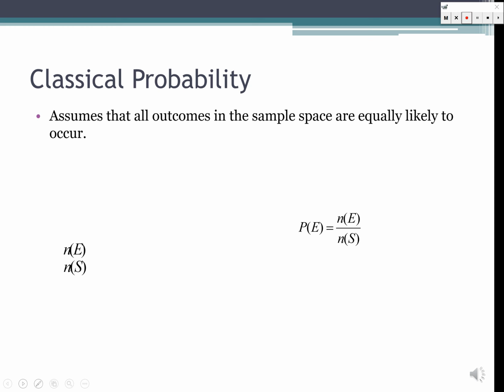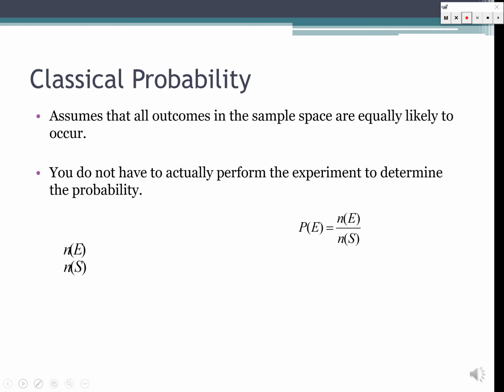So now getting into actual probability, we're just going to hit a couple basic types today. The first type is called classical. Classical probability assumes all outcomes in the sample space are equally likely to happen, so they all have an equal chance of happening. If I roll a die, each of those 6 numbers has an equal chance of landing. Or if I flip a coin, heads and tails both have an equal chance of coming up.